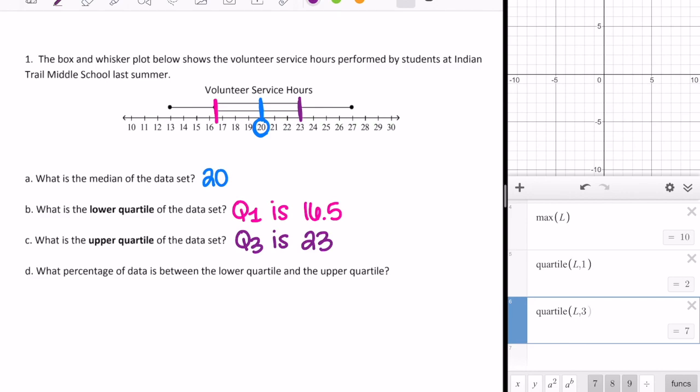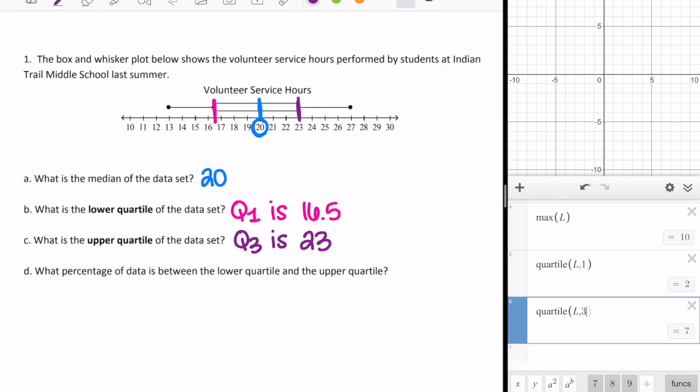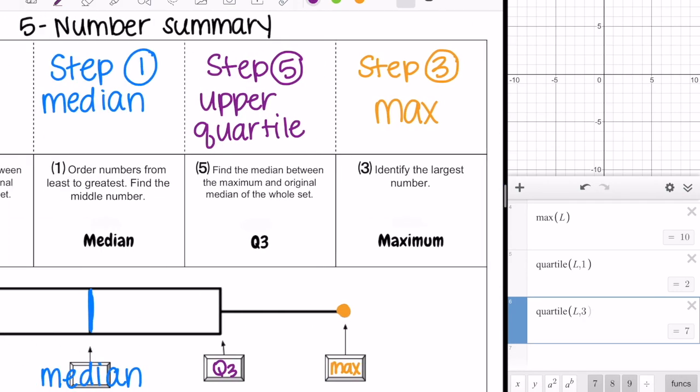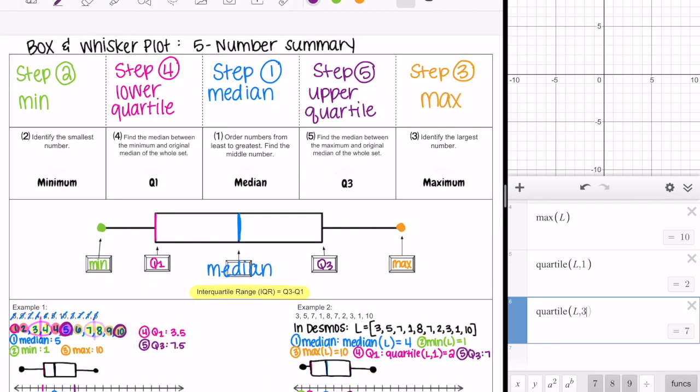All right, so let's go back to talk about the percentages of data between each set. Remember that your median is halfway. This is the halfway mark of your data set. So that means half of the data is to the left and half is to the right. As a percentage, that means 50% is on the left and 50% is on the right. But then we cut that in half again by Q1 and Q3. So if this is 50% and we cut it in half again, how much would each of these be worth?